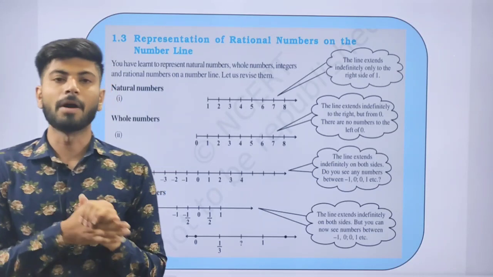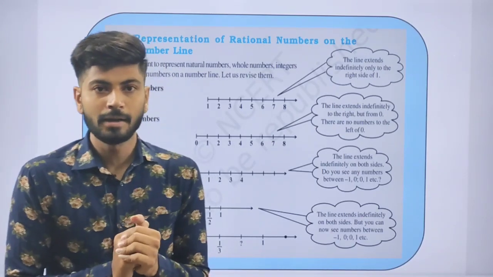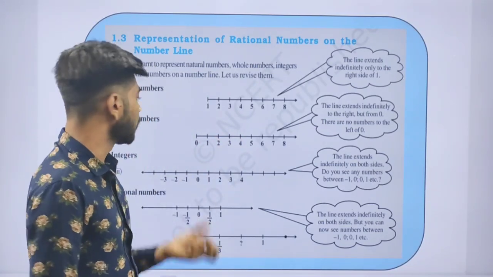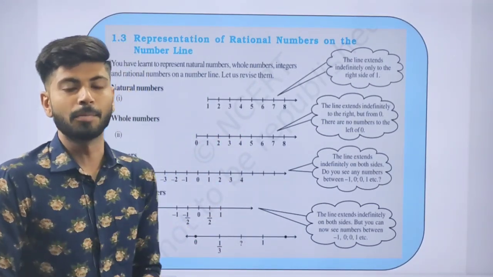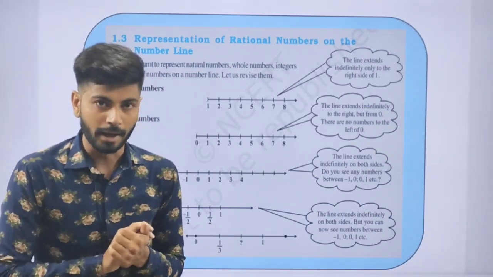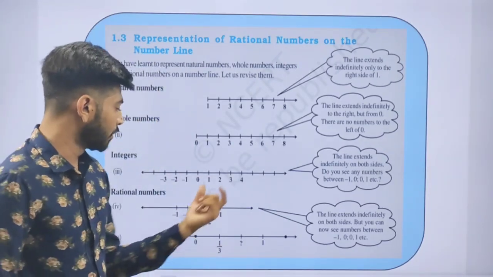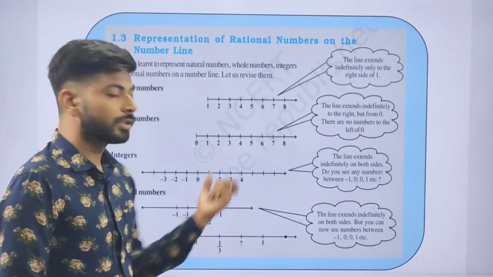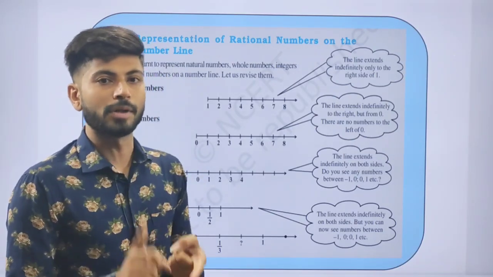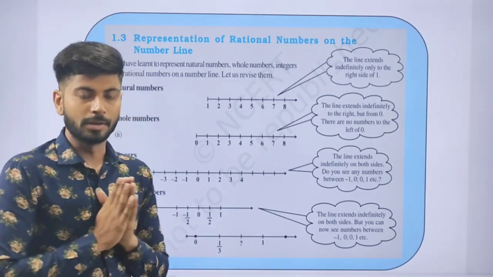First of all, we will learn about the rational numbers on the number line. So how to put the rational numbers on the number line? We have learned this in the chapter of natural numbers, whole numbers and integers, how to put these numbers on the number line. Now today we will learn how to put the rational numbers on the number line. If you remember, we have done this in the fraction chapter. We have put the rational numbers, or you can say fractions, on the number line, but at that time we only took the positive rational numbers. But we will learn how to put the negative rational numbers on the number line.